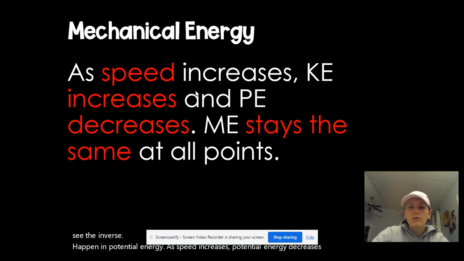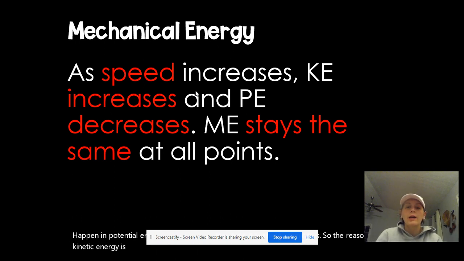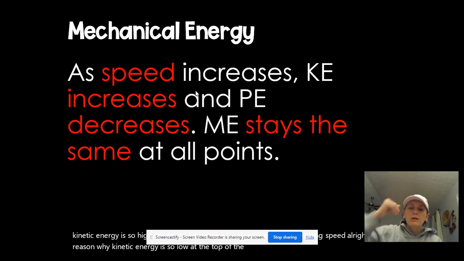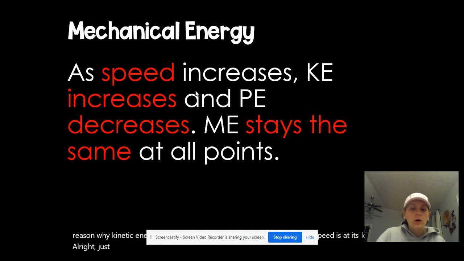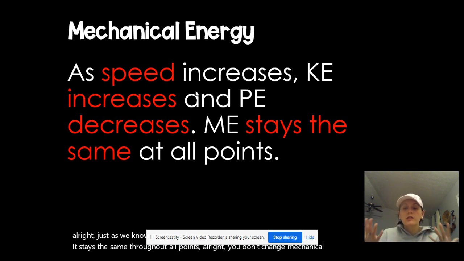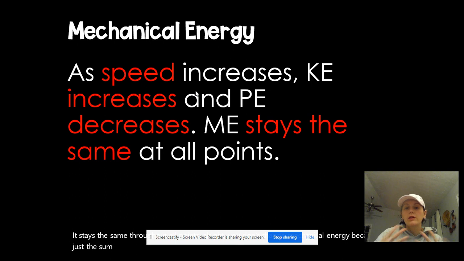So the reason why kinetic energy is so high at the bottom of the ramp is because it's increasing speed. All right. The reason why kinetic energy is so low at the top of the ramp is because the speed is at its lowest. All right. Just as we know, mechanical energy stays the same throughout all points. You don't change mechanical energy because it's just the sum of the numbers.